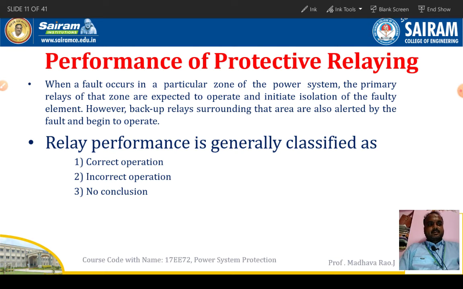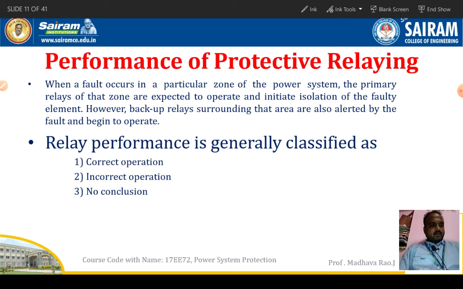Incorrect operations. When any failure or fault occurs, some relays will not operate, or some other relays will operate. Those operations are called incorrect operations. Incorrect operation of the relay can cause the incorrect isolation of an unfaulted area. Sometimes relays in an unfaulted area also operate and isolate. That is called incorrect operation.